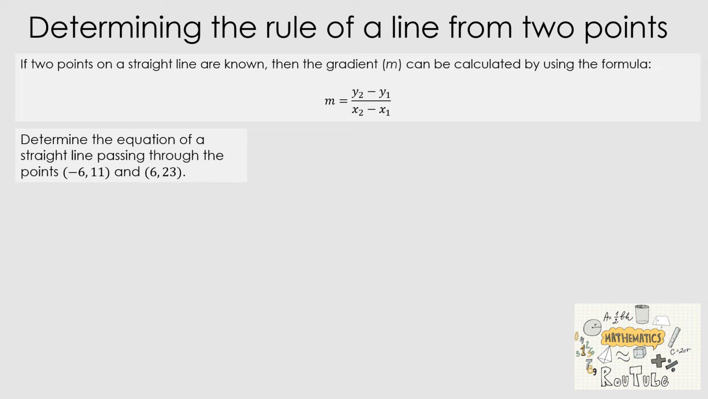All right, now let's determine the rule of a line from 2 points. So now we've been given 2 points, we need to follow a different process to then find the equation of the line. So if 2 points on a straight line are known, then the gradient, which we know is m, can be calculated by using the formula m equals y2 minus y1 over x2 minus x1. All right, and we'll get into that in a second. But that's the formula you need when you are given 2 points.